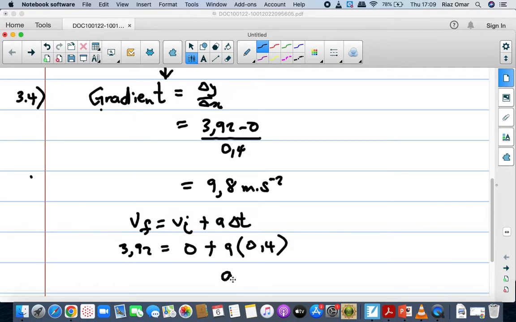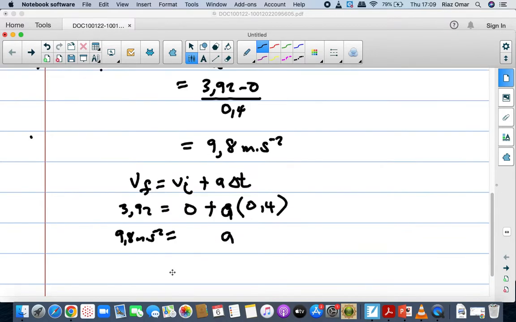And if you work out your acceleration using this method, our acceleration will be 3,92. This is an acceleration, right? 3,92 divided by 0,4, and then you get 9,8 meters per second squared. So we see we get it in two ways.